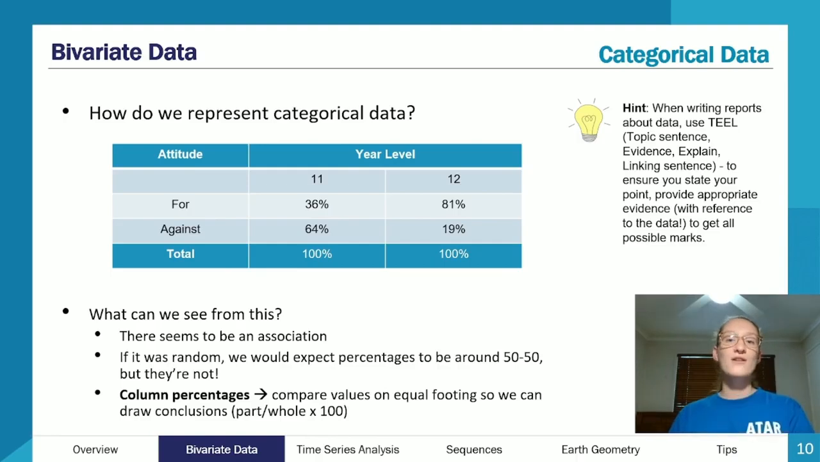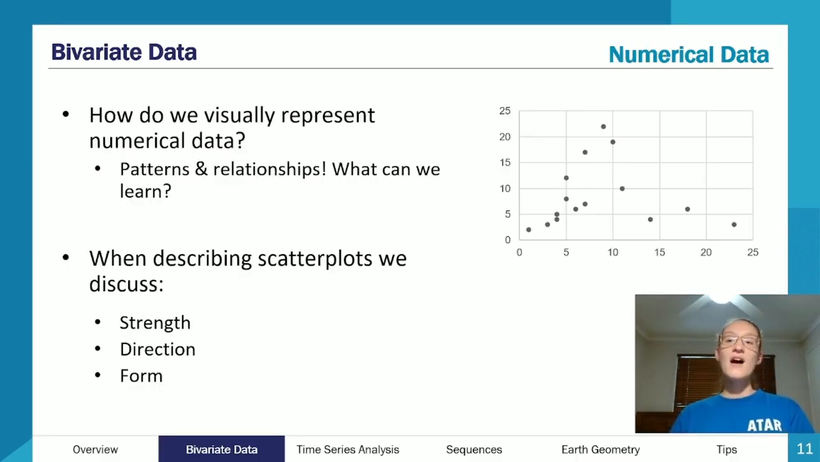So that's just one little quick helpful guide. But yeah, I think it could possibly help some people if you're looking for a bit of a structure to help you when writing reports about two-way frequency tables. Whereas when we have numerical data, we actually represent it in a scatter plot.